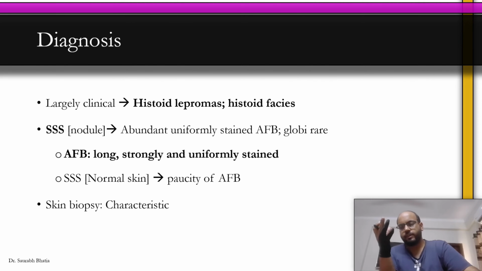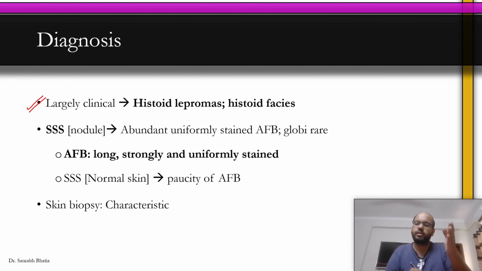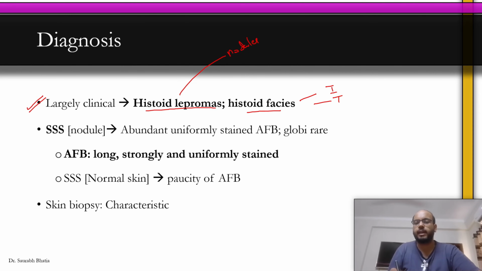So we have talked about the clinical features. Now let's make the diagnosis: what are points you have to keep in mind while making a diagnosis of histoid leprosy. Now the diagnosis is largely clinical. It is so clinically characteristic that the moment you see the patient, the diagnosis of histoid Hansen's is made. What you see is histoid lepromas. Now histoid lepromas are those nodules that you see, along with histoid facies, which we have described as type 1 and type 2.